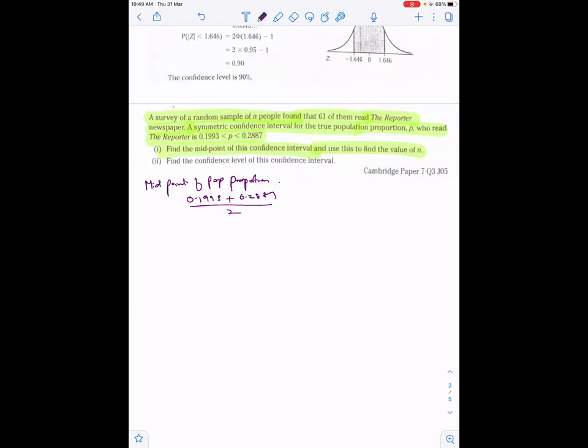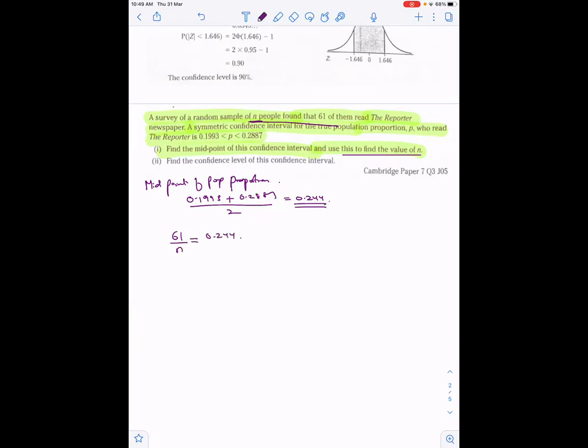So the midpoint is 0.244. Now, use this to find the value of n. Now, what is n? n is the total number of people. And if in case they ask you for the probability for this, you would say 61 upon n, because it says a survey of a random sample of n people found that 61. So the probability is 61 upon n. Okay, 61 upon n, that is equal to the midpoint, which is 0.244.